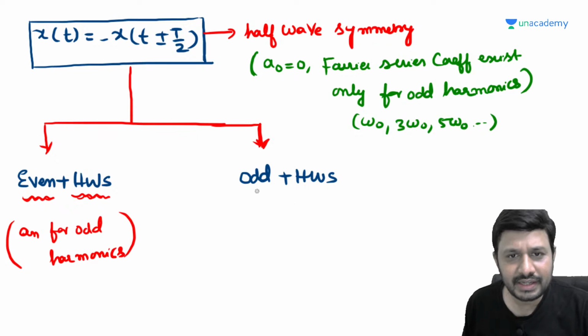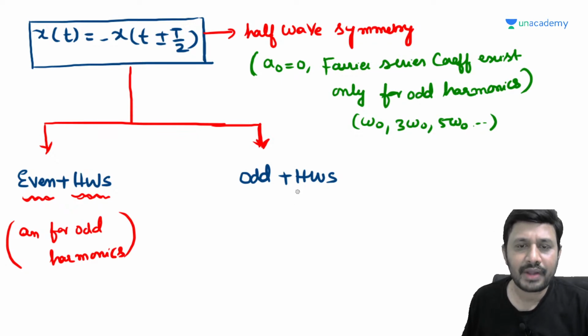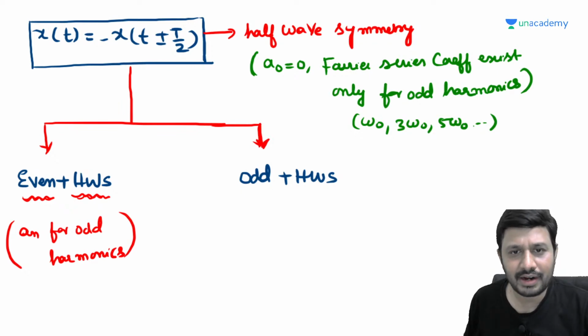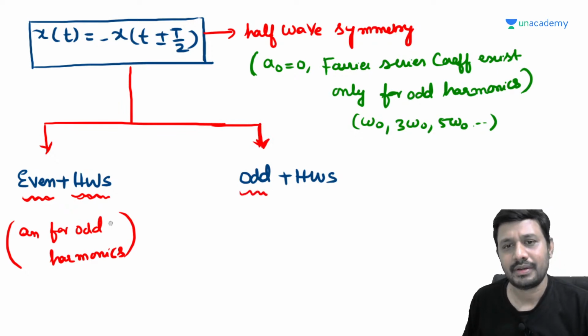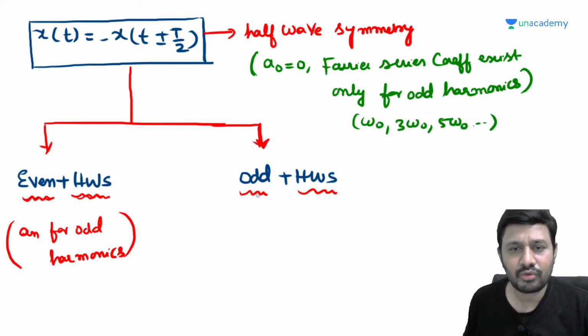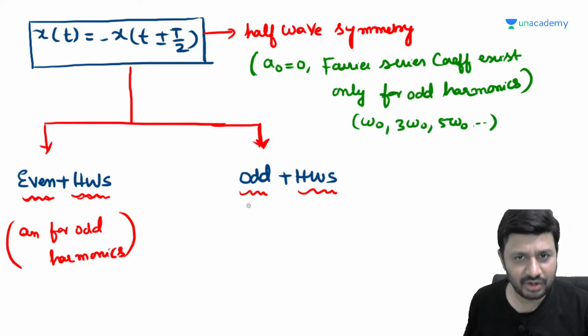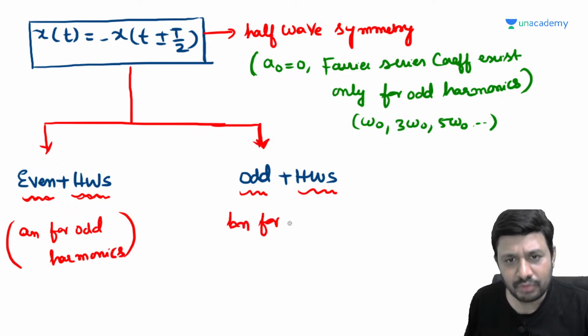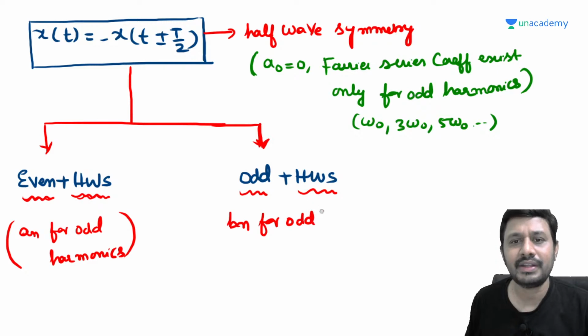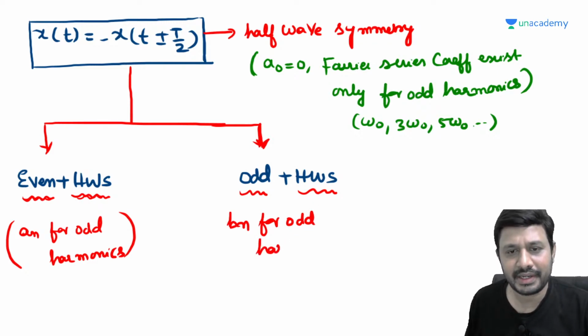Now what happens if the signal is odd and half-wave? Odd means A0 and An are 0. So the important quantity of odd signals is Bn, and this is half-wave symmetric. So we have to take the combination. In the resulting Fourier series expansion, if the signal is odd and half-wave, we will have Bn only, but that too for odd harmonics. Why odd harmonics? Because it is half-wave symmetric. Bn for odd harmonics.